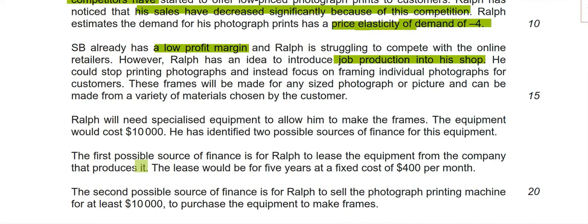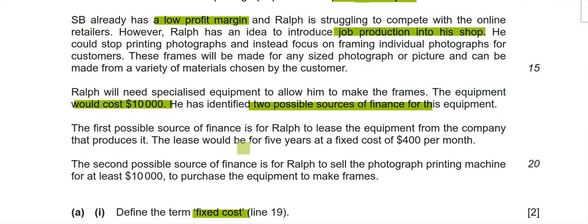Moving on, Ralph will need specialized equipment to allow him to make the frames. The equipment would cost $10,000. So the new equipment that he might need costs $10,000. He has identified two possible sources of finance for this equipment. The first possible source of finance is to lease the equipment from the company that produces it, and the lease would be for 5 years at a fixed cost of $400 per month.